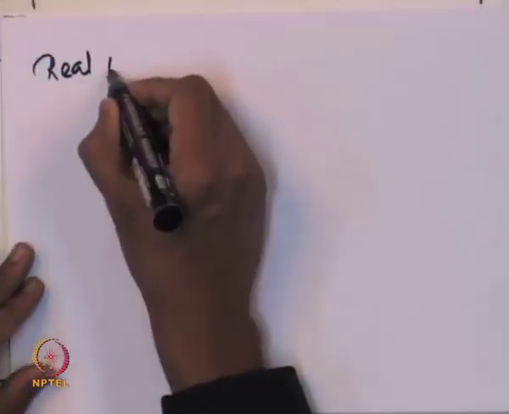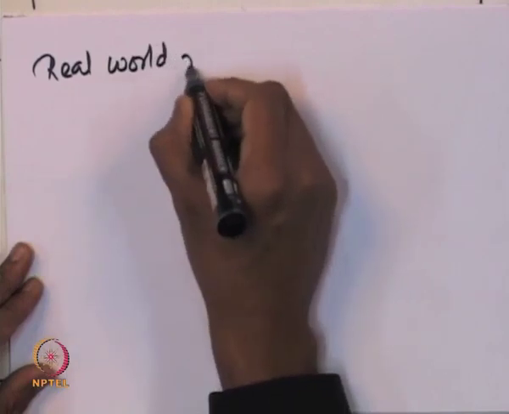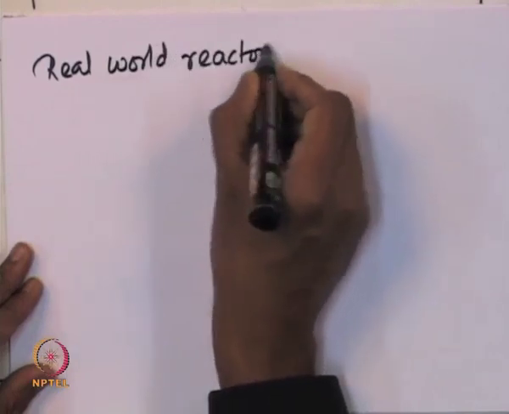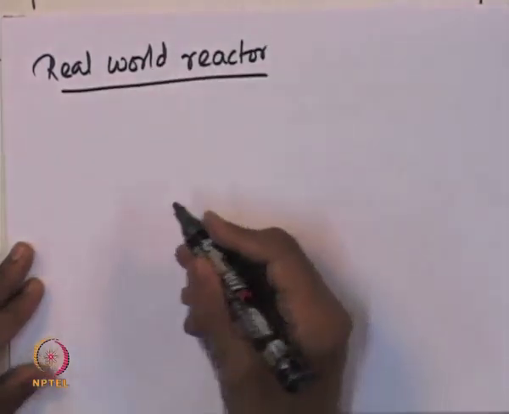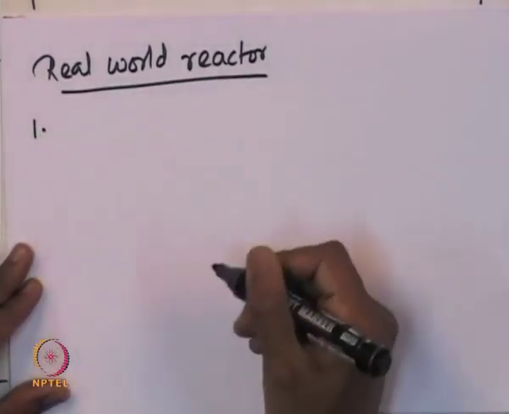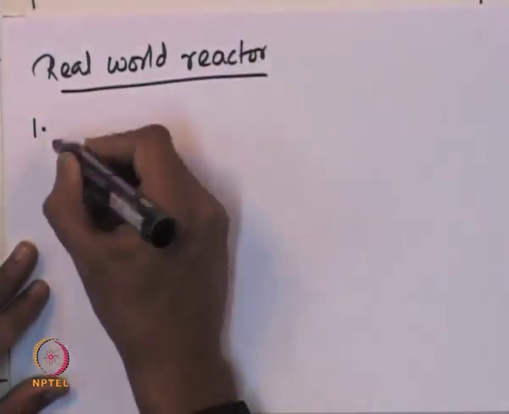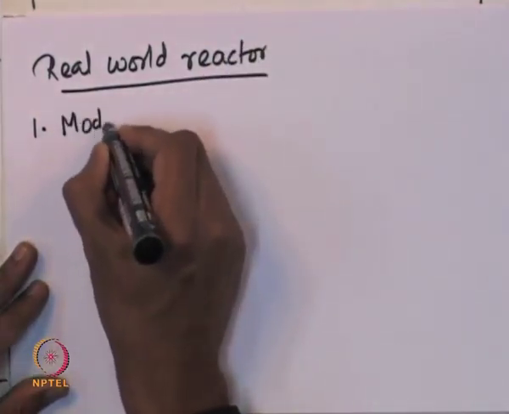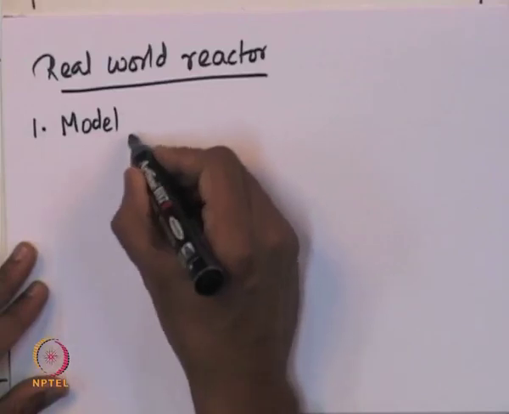So, the first step towards handling a real world reactor, that is the actual reactor which may be present in an industry, is basically to model it as an ideal reactor. So, the first step is to assume that the reactor is an ideal reactor.